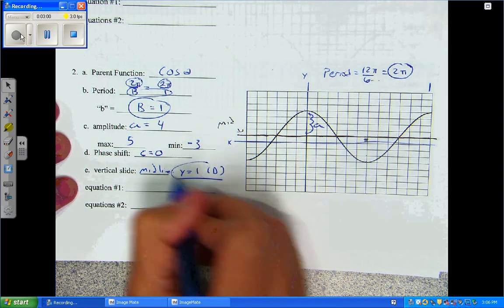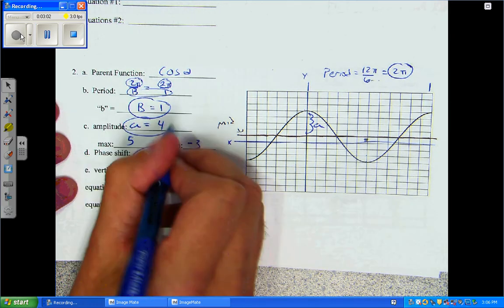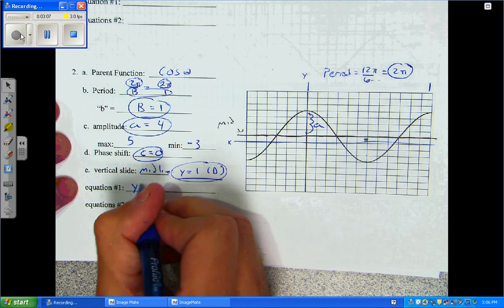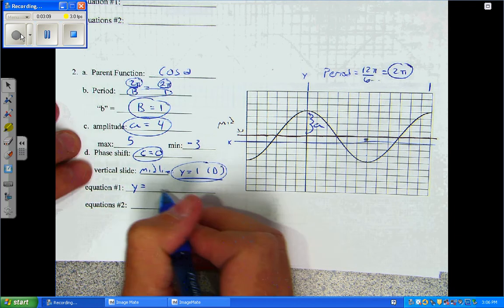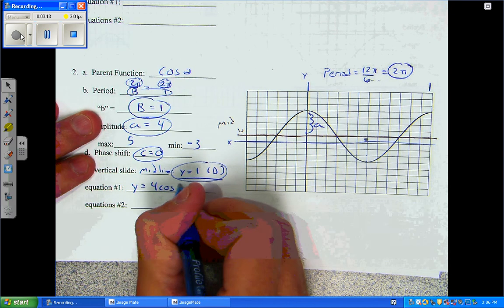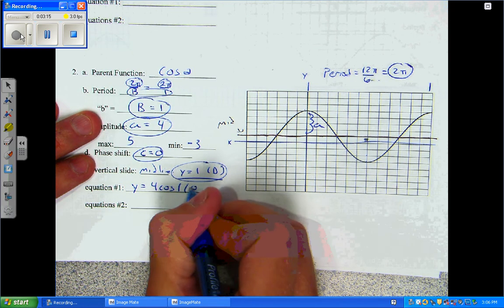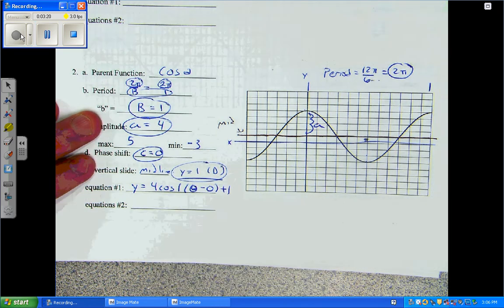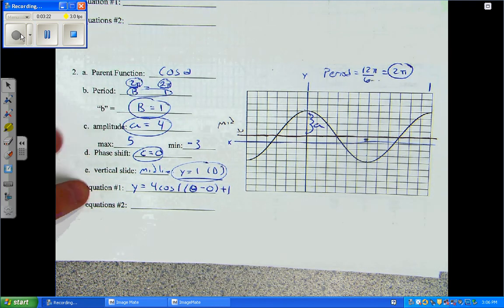So we have everything we need. We have d is 1, c is 0, a is 4, and b is 1. We're ready to write our equation. Y equals, using cosine first, a little easier to use, it's 4 cosine, b is 1, of theta minus c, which is 0, plus 1, our d. And there's our first equation.